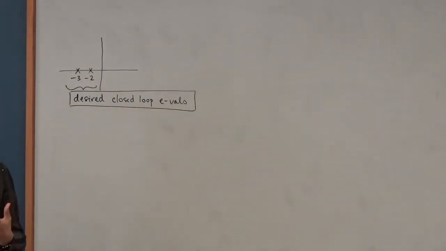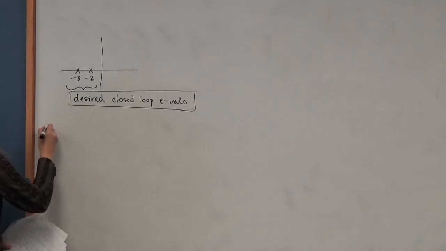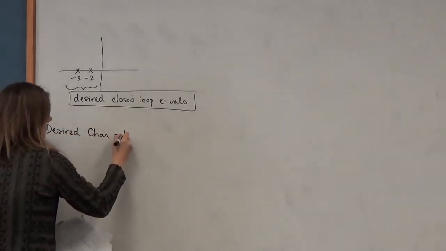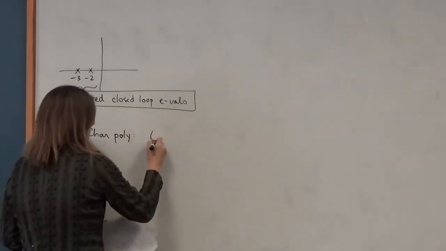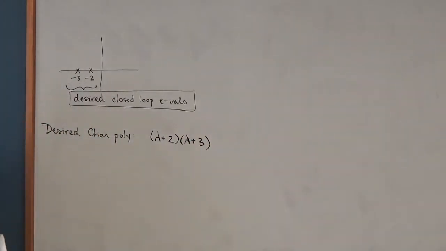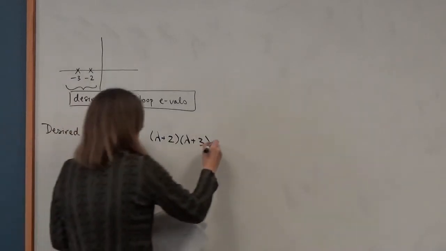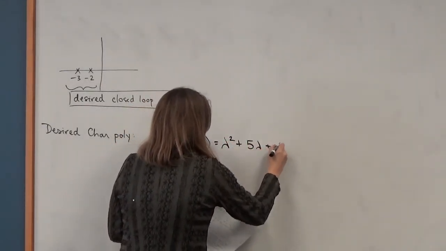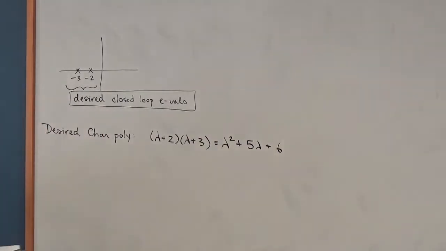Okay, so from that I can get what the desired characteristic polynomial is. So the desired characteristic polynomial is just going to be (lambda plus 2)(lambda plus 3). That will give me roots at -2 and -3. The desired characteristic equation, just set that to 0. And so writing that out in terms of decreasing powers of lambda, again, that's lambda squared plus 5 lambda plus 6. Okay, so I have my actual characteristic polynomial and I have my desired characteristic polynomial.